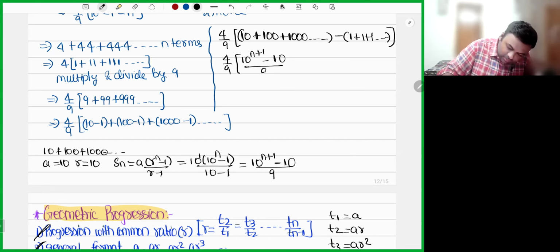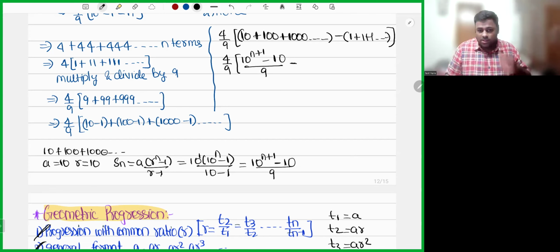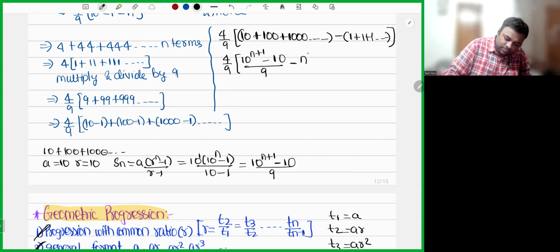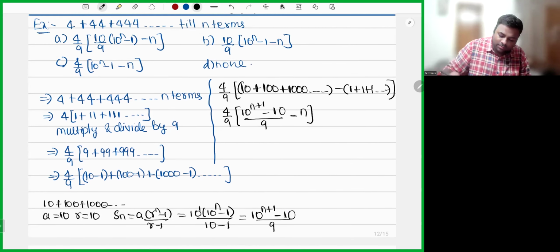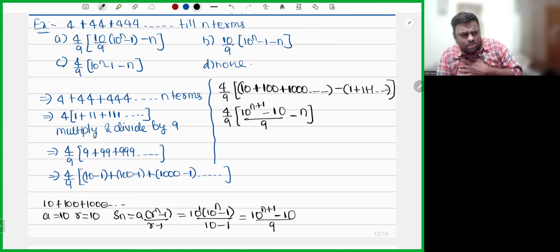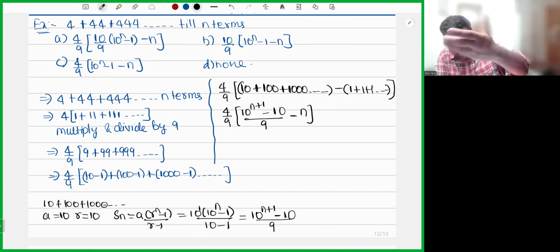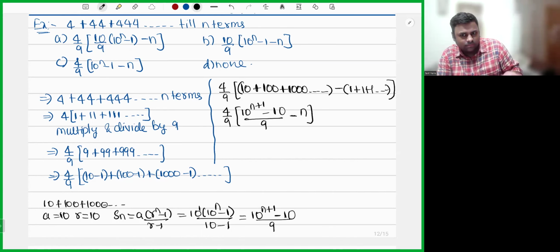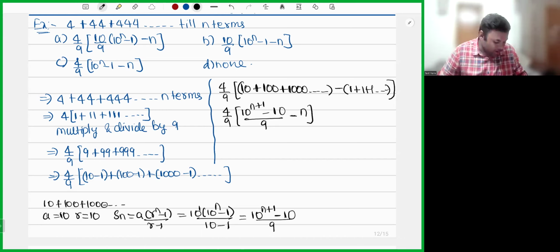What is 1 plus 1 plus 1, and so on till n times? It is n. Because 1 plus 1 plus 1 is 3, 1 plus 1 plus 1 plus 1 is 4, and so on till n times, 1 into n. Simple. Next.